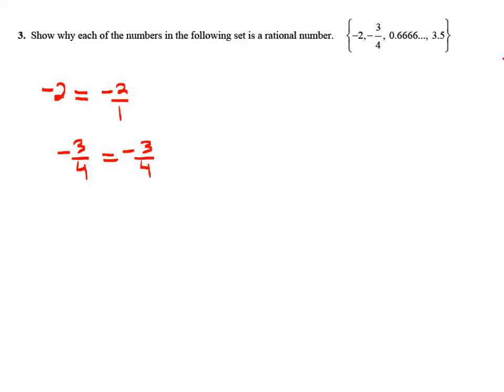Cool, how about 0.666 repeating forever? Yes, and here you can actually just say because it repeats. If you want to know what the fraction equivalent is, you can say it's 2/3. But you can also just say because it's a repeating decimal, and that's fine. Okay, and 3.5?